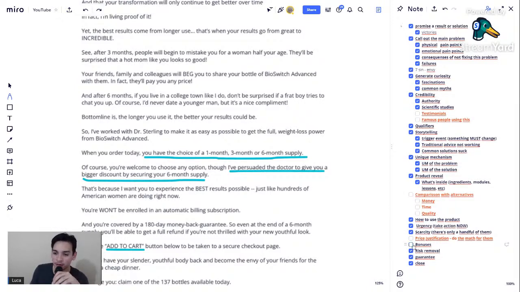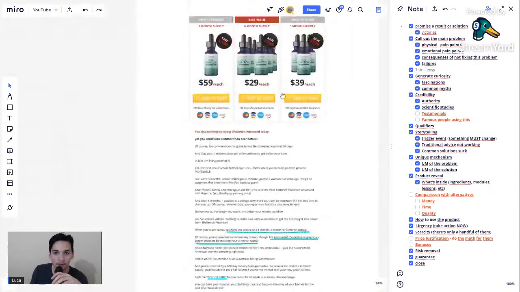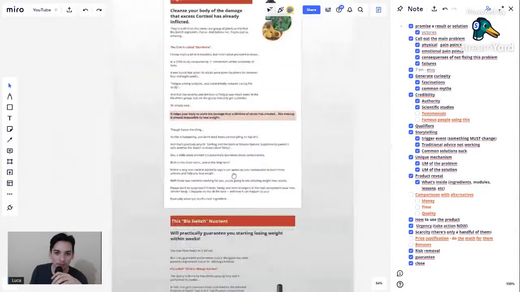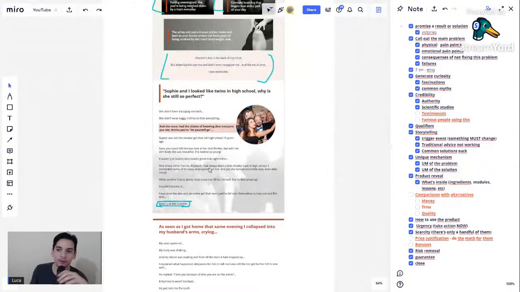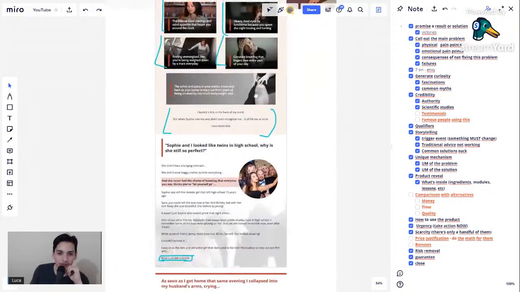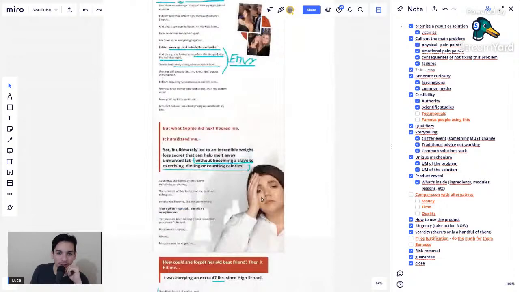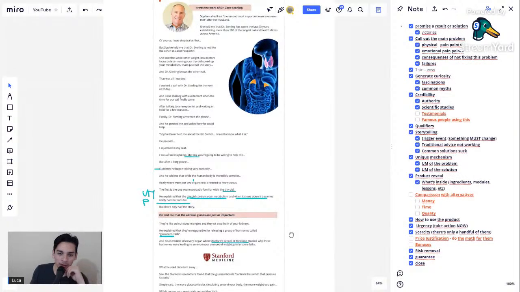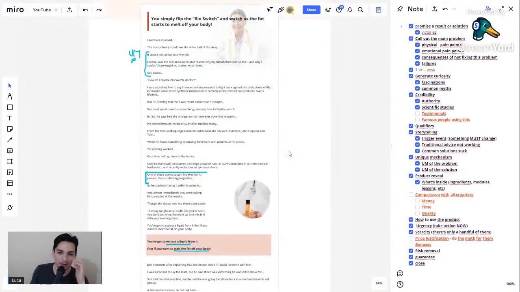And bonuses, again, it doesn't have bonuses because I don't consider ingredients bonuses. But yeah, that's about it. This is a great sales letter. It's doing very well for what I can understand. So I think the strongest parts of this sales letter are the storytelling and the unique mechanism and problem, because it clearly explains a lot about the thyroid and why people are gaining weight and that kind of stuff.